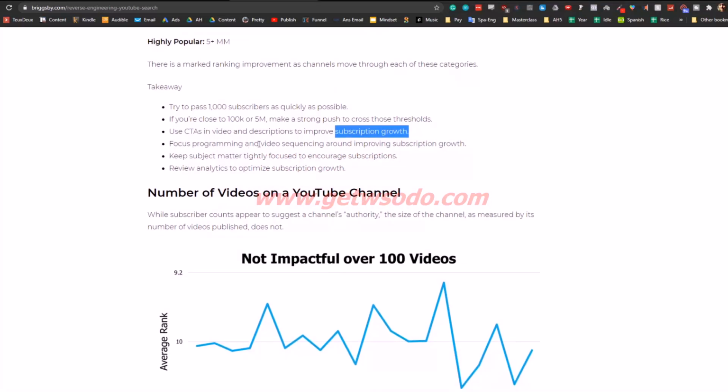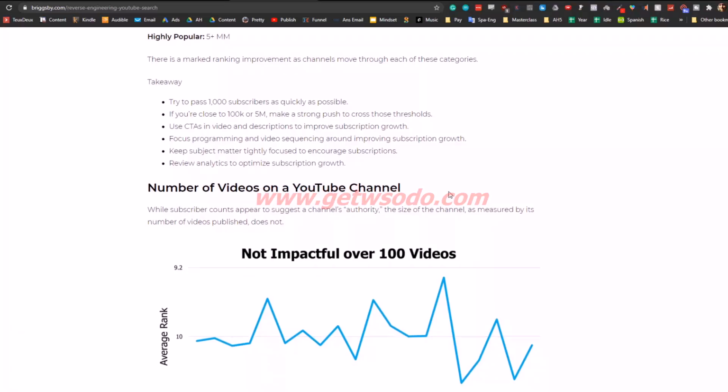Focus programming and video sequencing around improving subscription growth. Keep subject matter tightly focused to encourage subscriptions. Review analytics to optimize subscription growth. You can look at your previous videos, see what got you the most subscribers, so you can optimize for that.